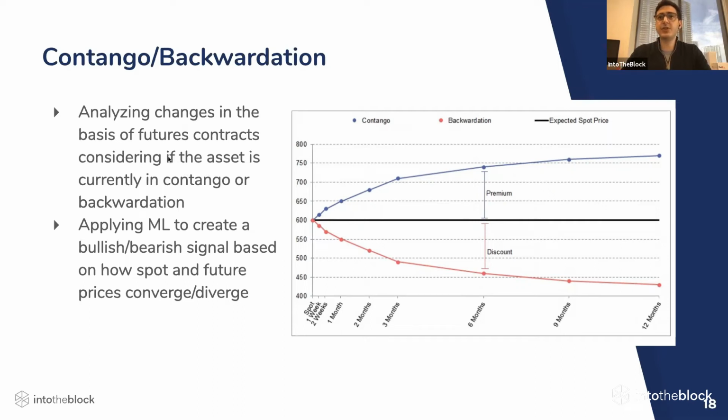And these divergences can actually tell us a lot about the behavior and the expectations that the market has about a crypto future. So what we're doing is applying our machine learning and statistical models to create a bullish bearish signal, like the ones you can see in our quick view page, on how spot and future prices converge and what they tell us about expectations in the market.